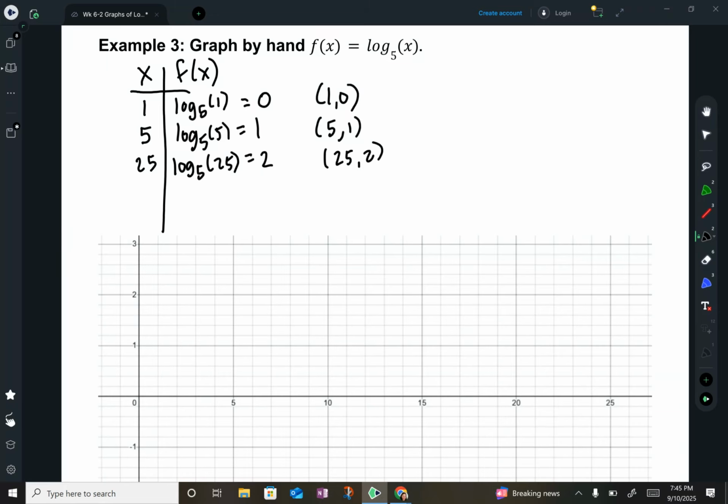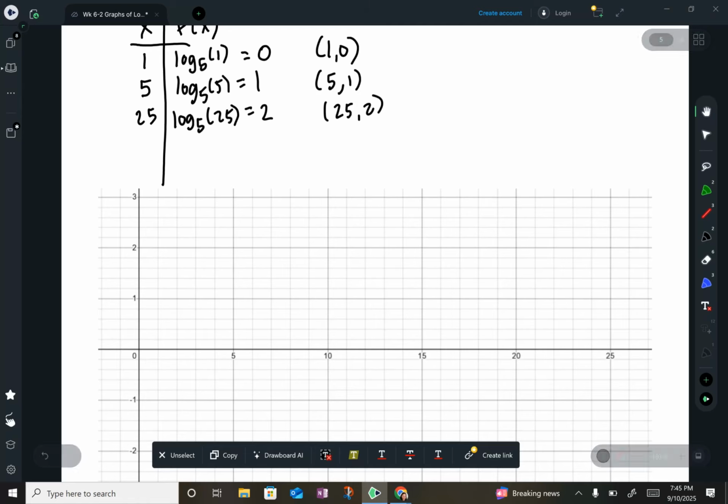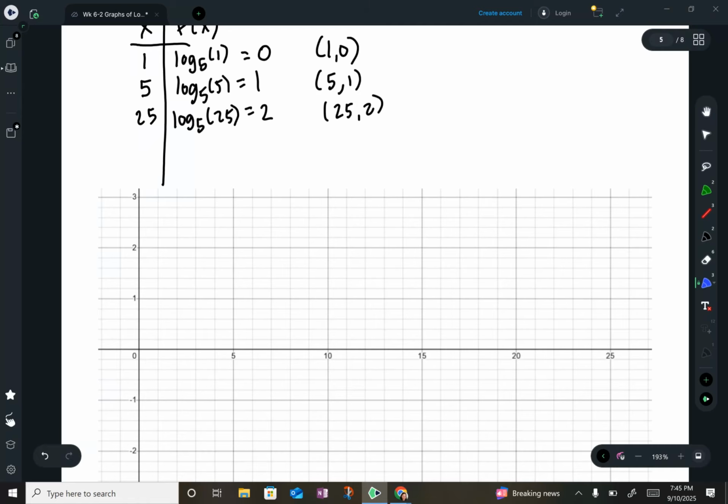So that gives me quite a few pretty good values. Let's go ahead and plot those points on my graph. So I have 1, 0, 5, 1, and 25, 2. So from 1 out, I have a pretty good guess of what this graph is doing.